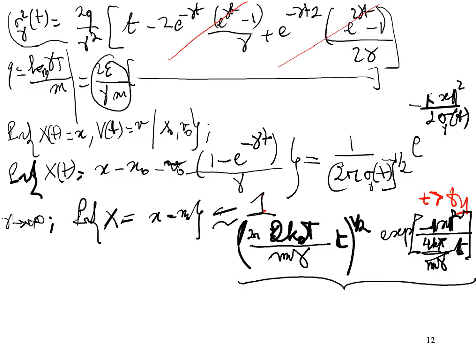So this says that when gamma is large, the probability distribution of the Langevin equation is that of the Brownian motion, which is called the Smoluchowski limit. And let me remind you that we need here that the time is larger than something, and this something sometimes plays a key role.